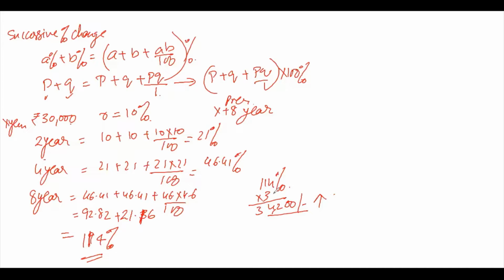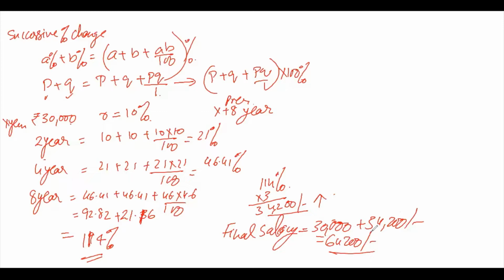This is not the final salary. The final salary of this man has become 30,000 plus the increment of 34,200. That gives me 64,200 as the salary of this man currently. This is how you could solve it. So you should know the formula for successive percentage change. Whenever a value increases by A% and then by B%, the effective change is A plus B plus AB by 100. I'm sure that it is clear to all of you.